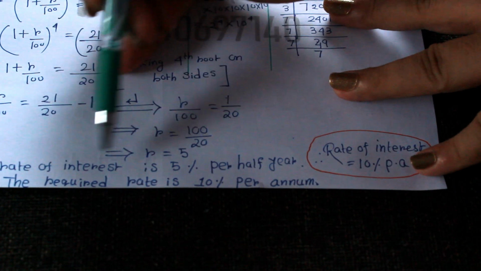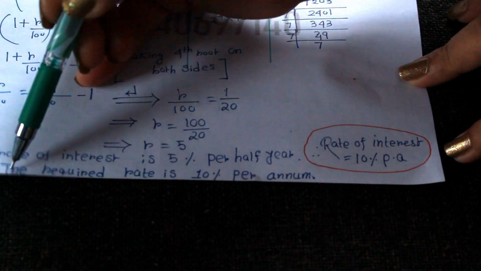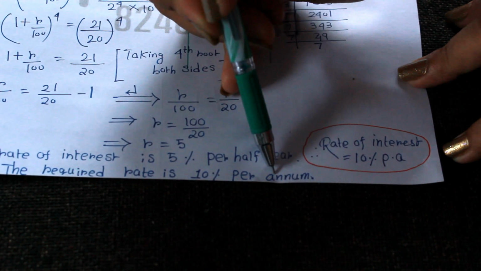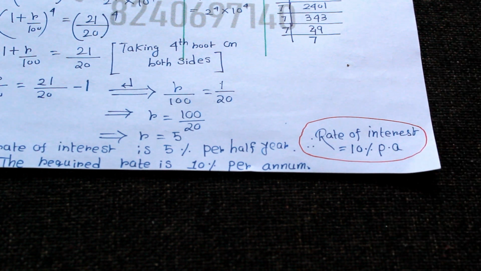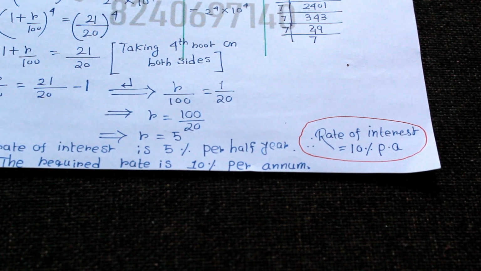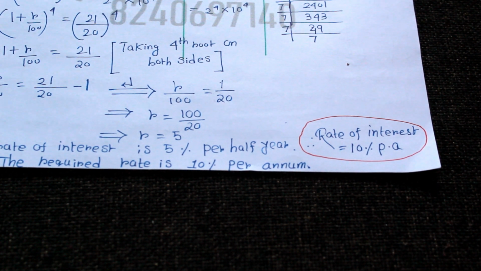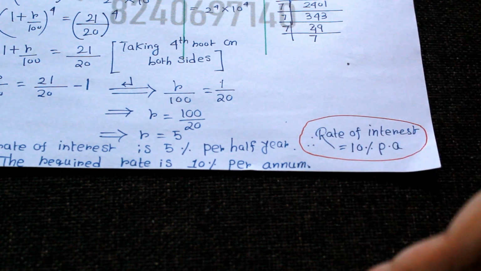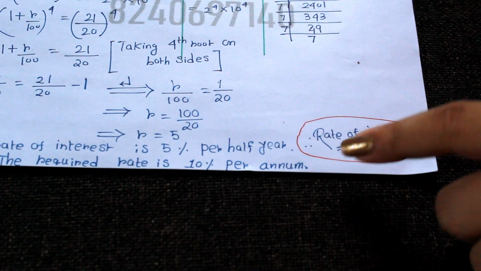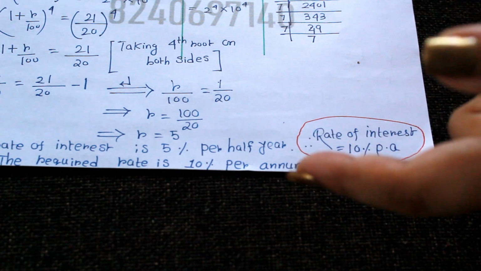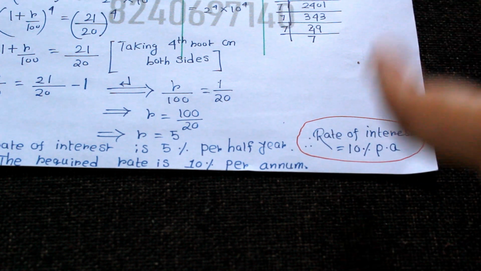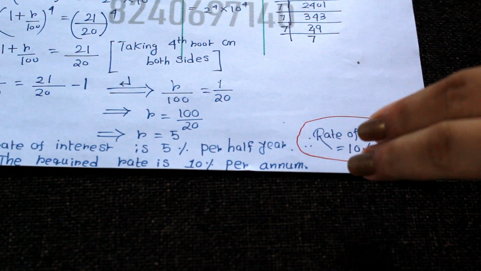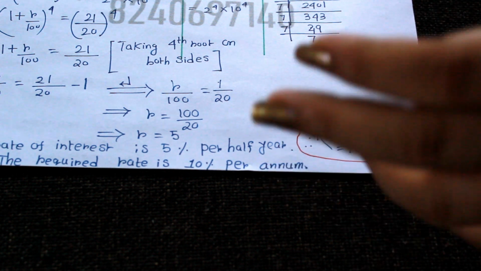So the rate of interest is 5% per half year. Therefore the required rate is 10% per annum. The rate for the whole year will be 10%. This is the only change, nothing else. In both these sums we are finding the rate. In one, the annual rate is given and we find the annual rate. But be careful, in this question you are asked to find the annual rate, but you will first have to find the half year's rate, then multiply by 2 to get the annual rate.